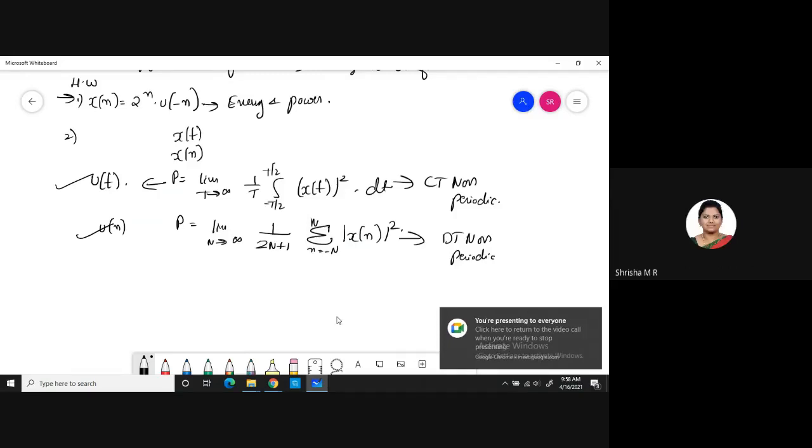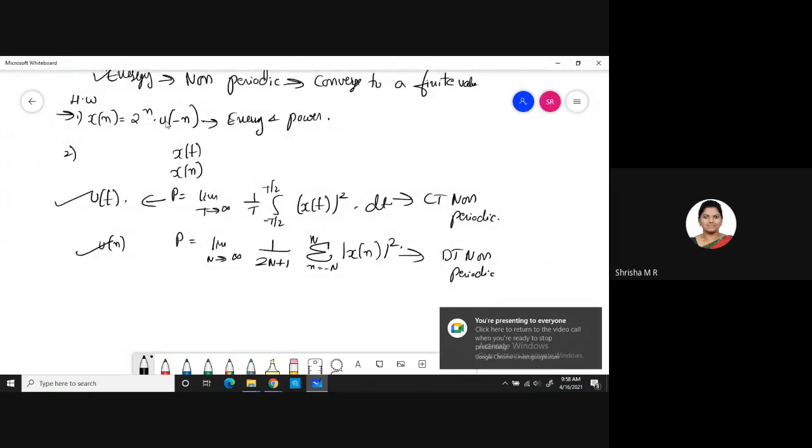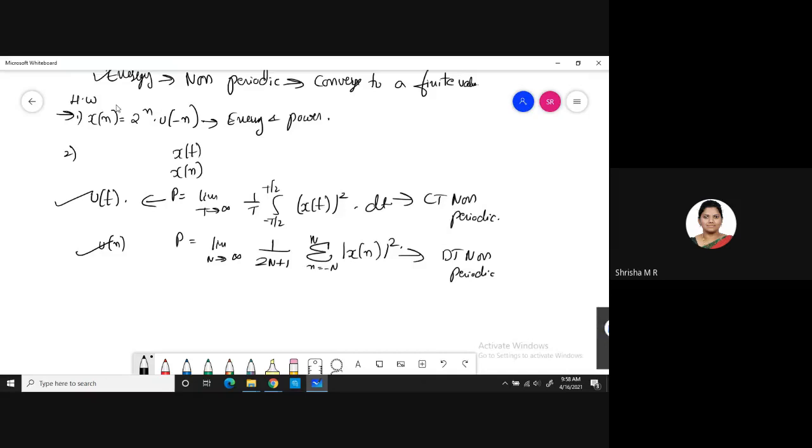So I had given you a problem, x of n is equal to 2 power n into u of minus n. I told you to solve it, to find the energy or power of the signal. Before trying to solve this problem, you have to identify whether it's an energy signal or a power signal. So we'll try to plot it graphically, come to a conclusion whether it's an energy signal or power signal, and we'll try solving it.